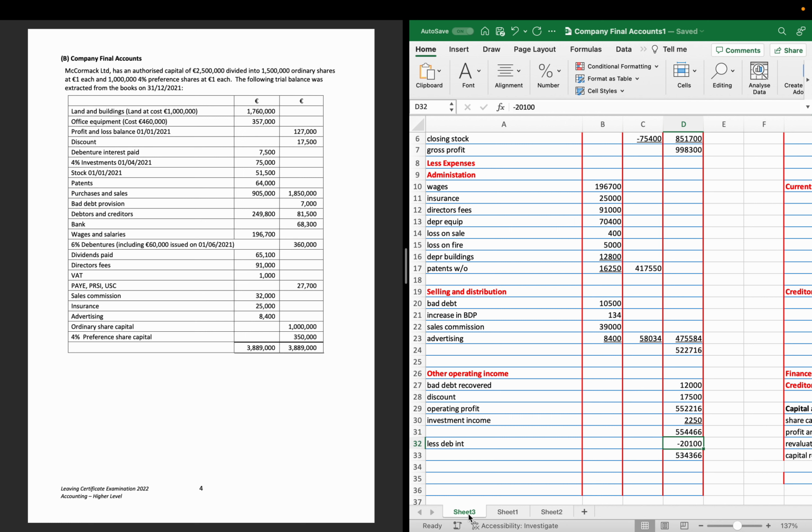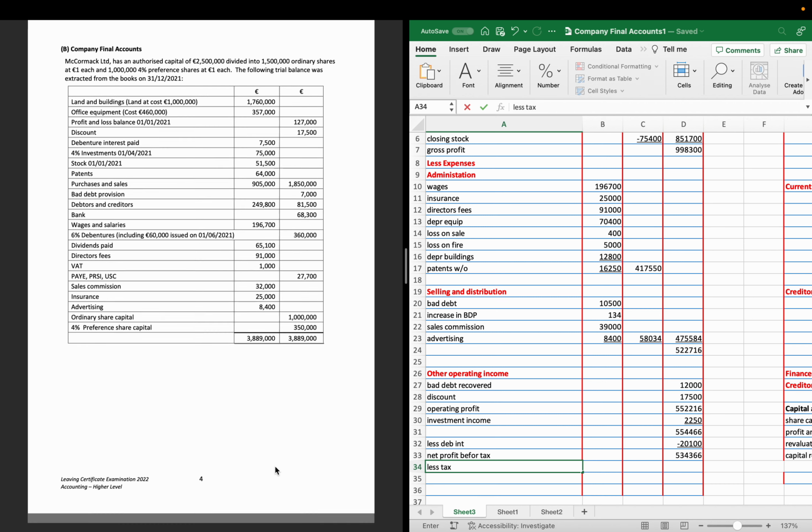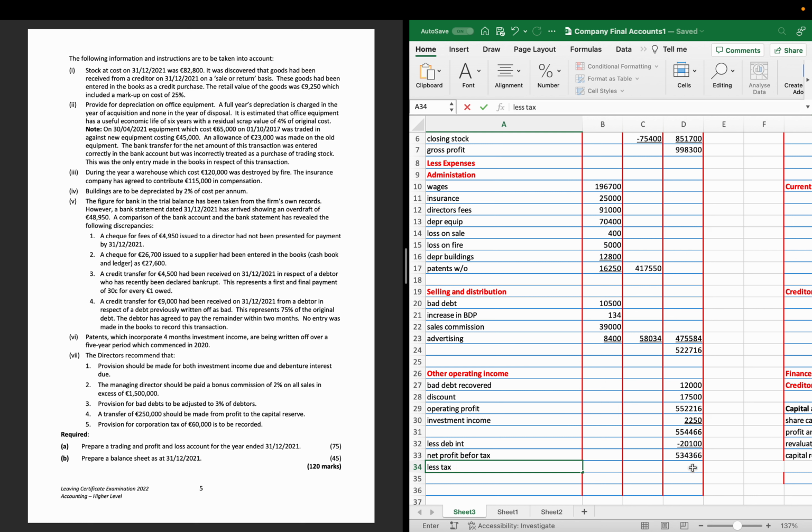Okay, so that's your net profit. That's where your sole trader would end. So net profit before tax, take away tax. The taxation was 60,000, I think. Take that away, and it gives you your net profit after tax.